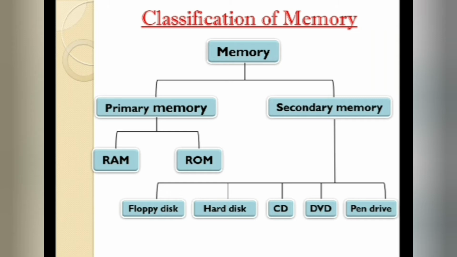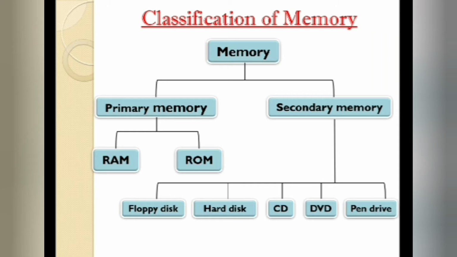These two are examples of primary memory. RAM means random access memory. ROM means read-only memory. On the other hand, secondary memory.